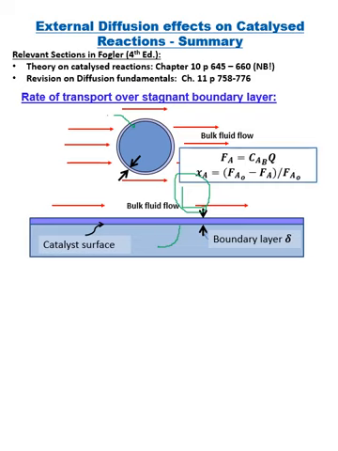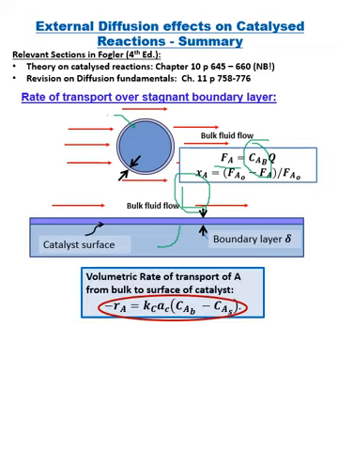It is important to note that we still use the bulk fluid concentration in our mole balance when we calculate molar flow rates, and therefore it is the bulk fluid concentration that is used to calculate the normal conversion, like we've done previously.